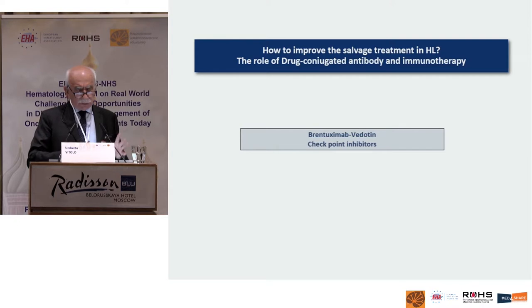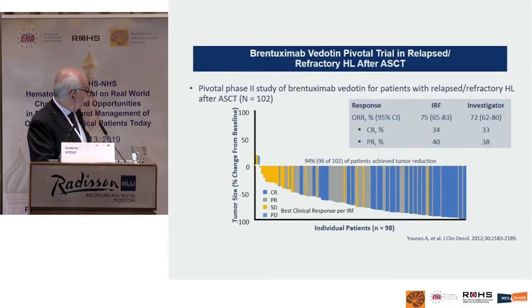But I think it's important just to give some key points regarding two novel agents. The first one is brentuximab vedotin, which I already mentioned before, and the second, the checkpoint inhibitors. Brentuximab vedotin was shown in this phase two pivotal study by Anna Jones to be very, very effective in patients who relapsed after autologous stem cell transplant. The vast majority of the patients responded to brentuximab vedotin used as a single agent, with almost 94% of the patients achieving tumor reduction, and one-third of the patients achieving complete remission with only brentuximab vedotin.